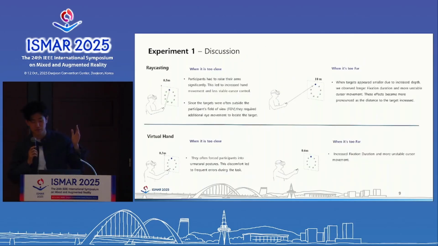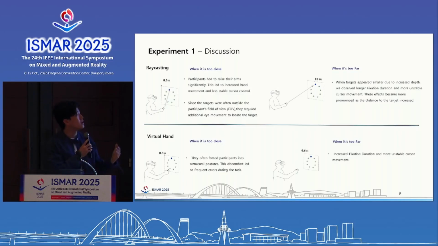So long story short, for raycasting, when the target is too close, participants had to raise their arms significantly, and this led to increased hand movement and less stable cursor control. And also, since the targets were often outside the participant's field of view because it's too close, they required additional eye movement to locate the target.